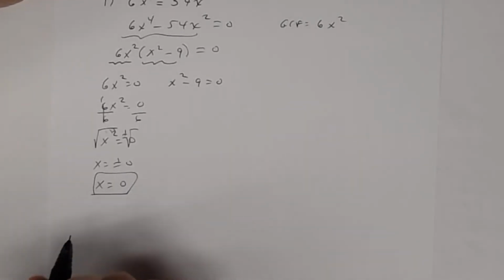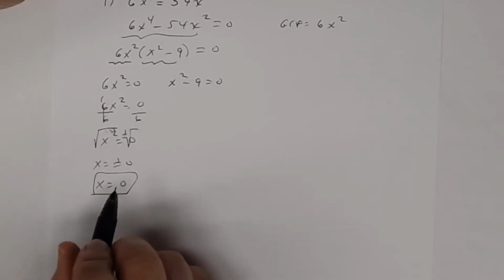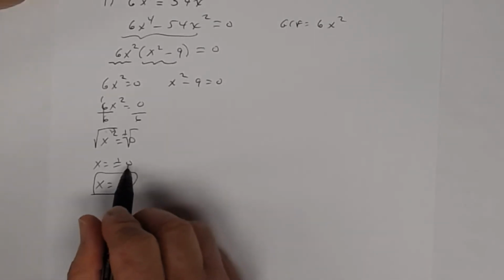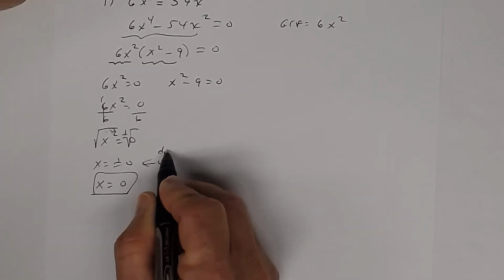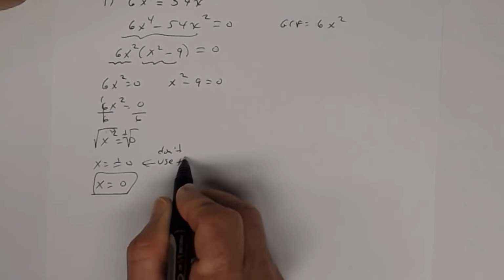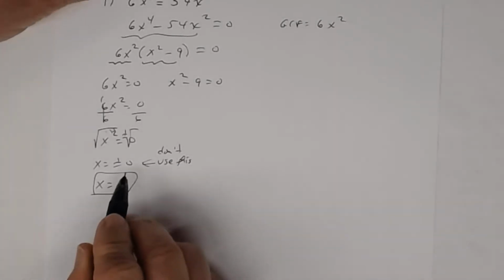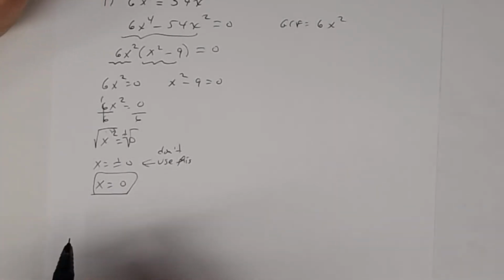Don't put plus or minus 0. 0, okay? You must say 0. Don't use this one. Do not use this one. Don't use this. You must use 0 because 0 and a negative 0 is 0.